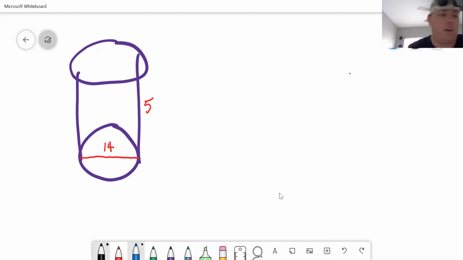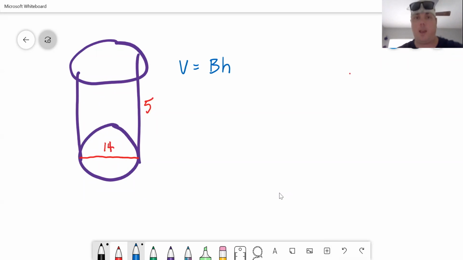So we're going to find the volume of the cylinder. To find the volume of any prism or cylinder, it is always going to be the area of the base times the height, always. What changes is the shape of the base. So you can see that the shape of our base on this one is now a circle. It's not a rectangle like it was on the last one, right? So we need to find the area of this base.